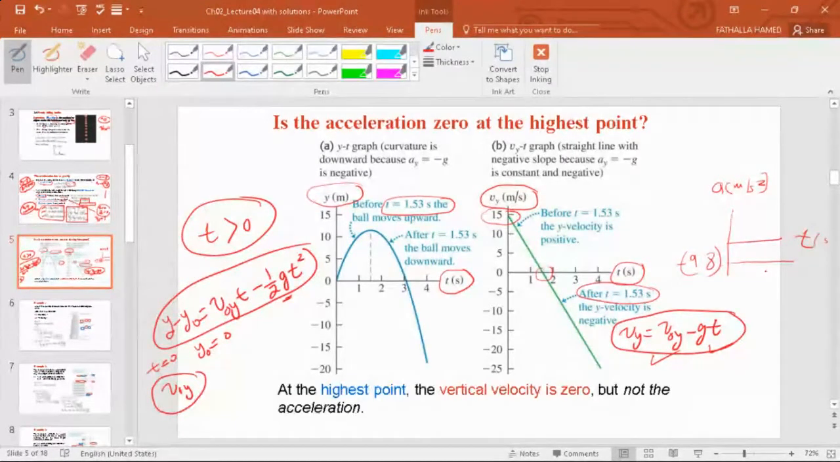So that's in terms of the equations, okay? And this is basically in terms of the position time graph or velocity time graph. Is this clear?